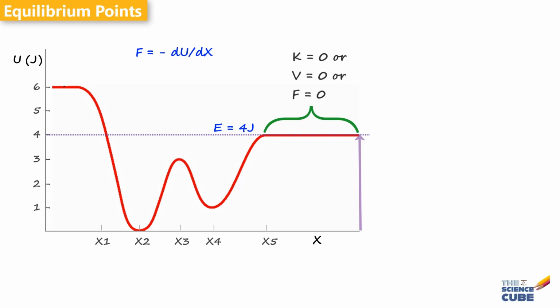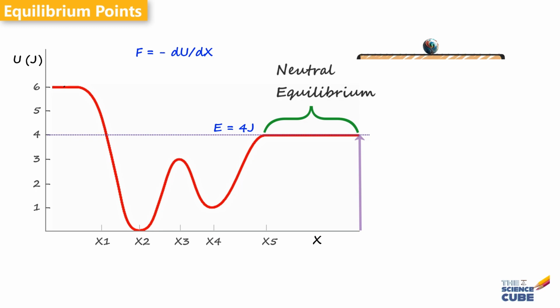Well, such a state of a particle is termed as neutral equilibrium. A simple example could be a marble placed on a flat table where it simply rests even if you move it a little to the left or the right. It'll continue to rest there on the table at its new position.